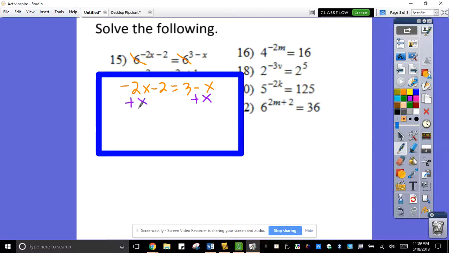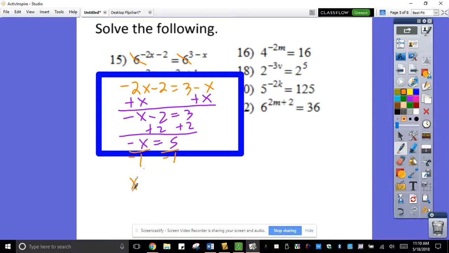Plus x will give you negative x minus 2 is equal to 3. Plus 2 will give you negative x equal to 5. Divide everything there by negative 1 to make the x positive, and this will be negative 5. And that's the answer for number 15.